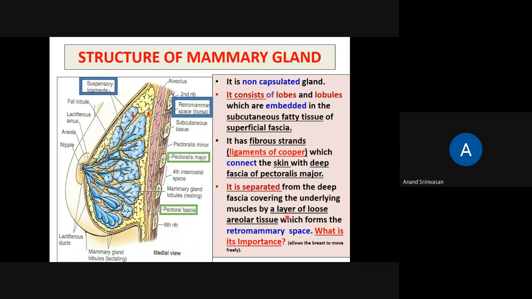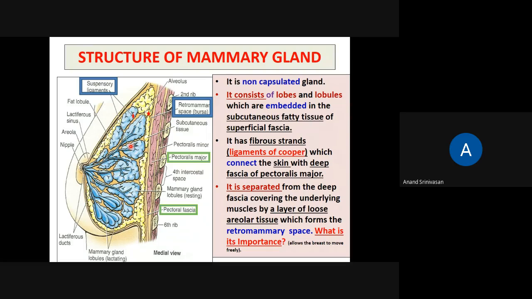As said earlier, it is a non-capsulated gland, so a lump can spread onto any other part. It is mainly composed of lobes and lobules, that is, lobes and small parts with the lactiferous gland. All these lobes and lobules are present in the subcutaneous fat of the superficial fascia.